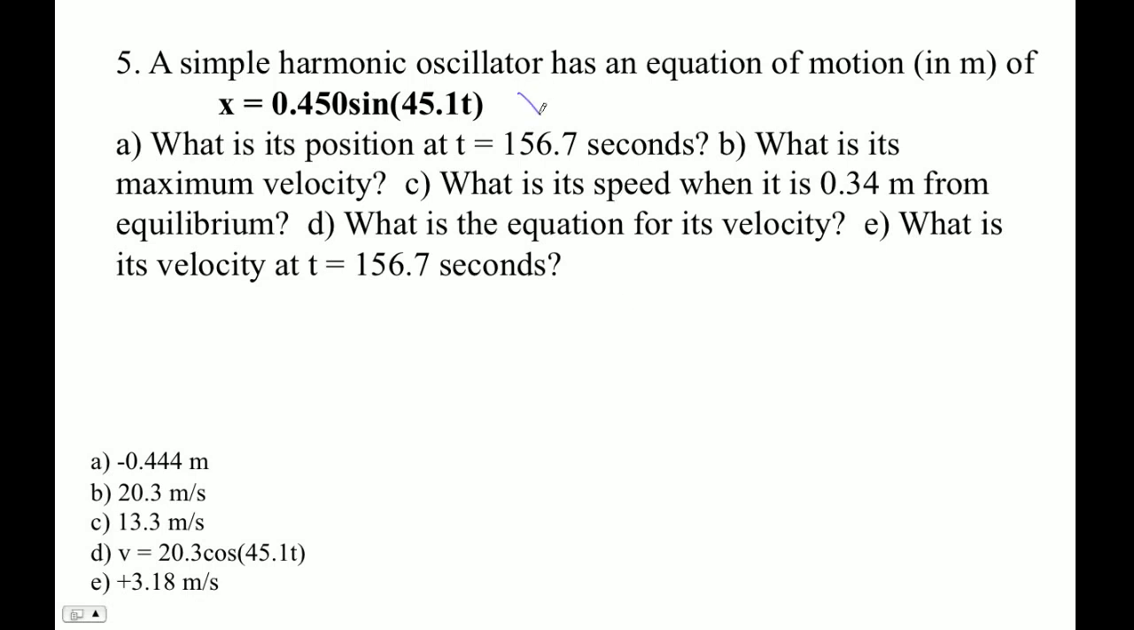Okay, so the formula for this thing is x naught sine omega t, right? So that means this must be our x naught, this must be our omega, right? Okay, so what is its maximum velocity? Well, what's its position? So they want us to plug the numbers in, right? So literally you must be in radians.